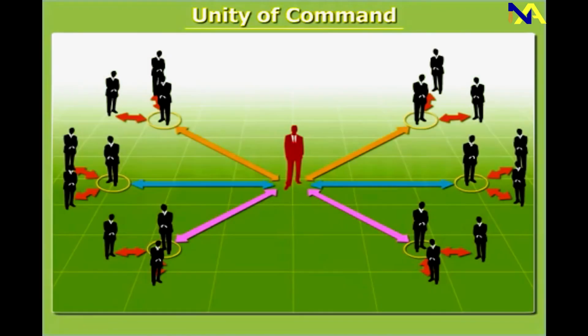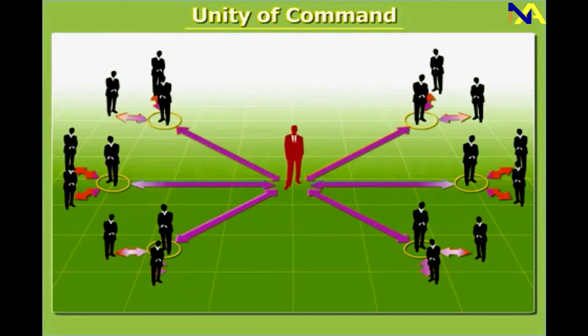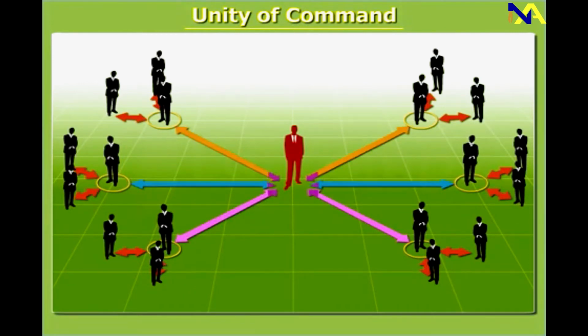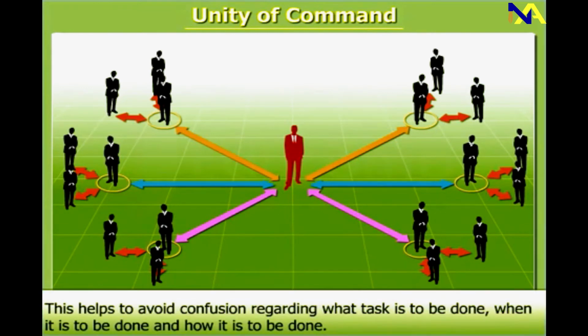The fourth principle of management is unity of command. Unity of command implies that there should be only one boss for an employee. That is, an employee should be answerable to only one superior and receive orders only from him. This helps to avoid confusion regarding what task is to be done, when it is to be done, and how it is to be done.